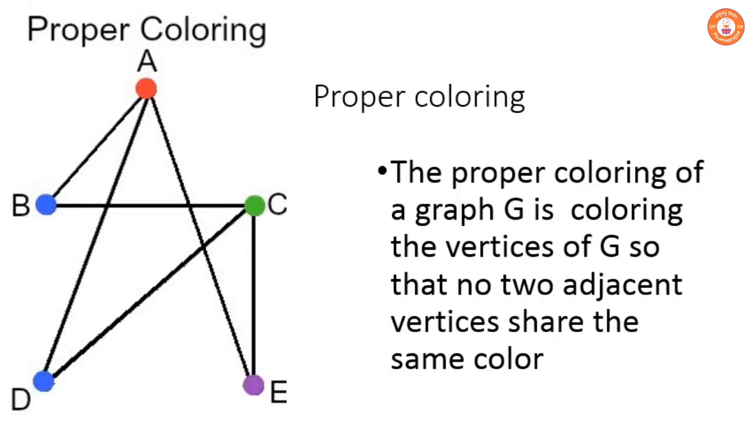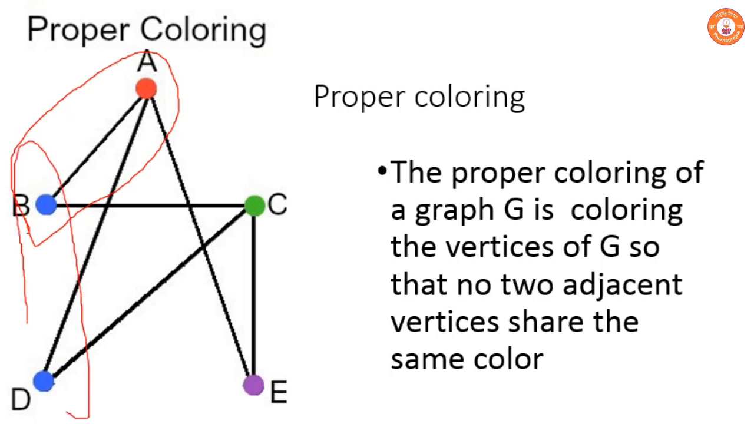What is proper coloring? Proper coloring of a graph is coloring the vertices of the graph so that no two adjacent vertices share the same color. See, for example, here in this graph, vertex B and A are adjacent, they cannot have the same colors, whereas vertex B and D are not adjacent, they can have the same color. When do we say vertices are adjacent?